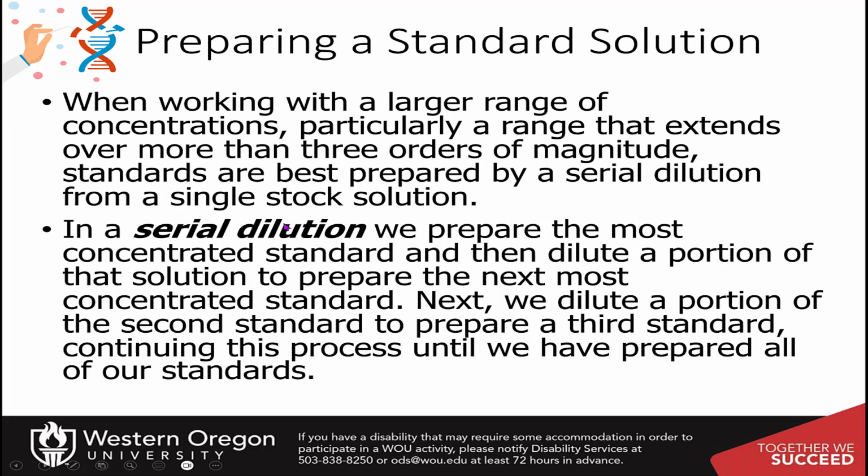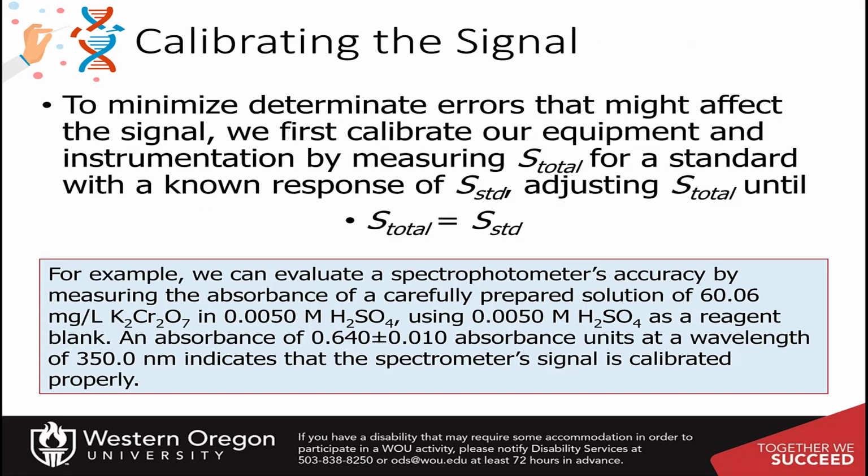So you'll be doing that this week, and as part of the pre-lab, you'll need to calculate your serial dilutions before you come to lab so that you don't waste lab time doing those calculations. So when you're calibrating the signal for our standard, we do need to try to minimize determinant errors. So determinant errors are just errors that are known and controllable. So they could come from the instrument or personal errors, and you want to try to limit those things. So these should be avoidable errors, right?